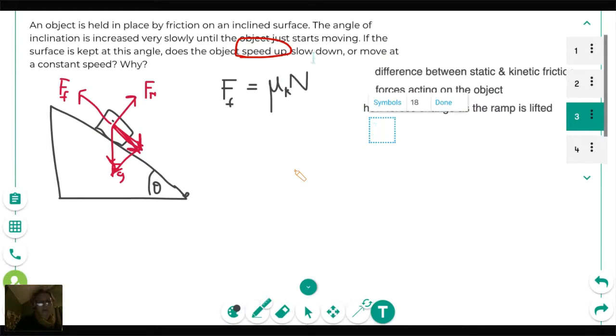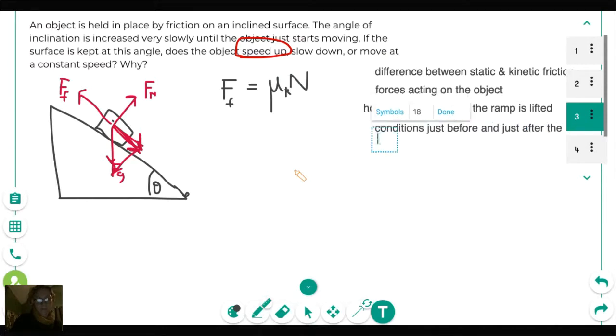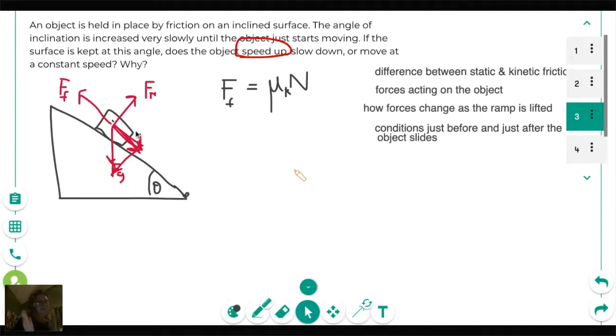And then the conditions just before and just after the box slides, or the object. I drew it as a box, so I'm thinking of it in my head as a box. What I mean by that is just before the object slides, it's at rest and we have static friction, and the forces are in equilibrium. There's going to be this tiny point where the frictional force and the component of the gravitational force that is parallel to the ramp are equal for just a fraction of a second, if we're picturing this ramp going up and up and up.